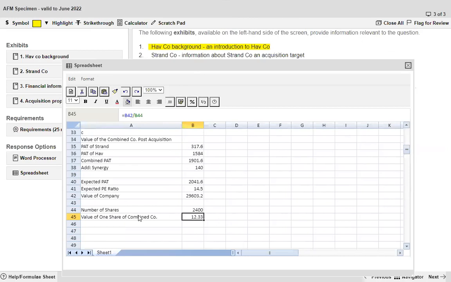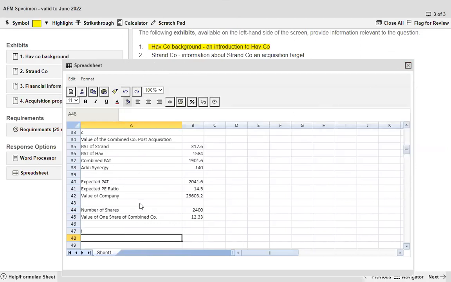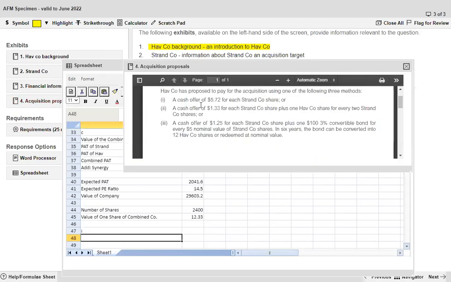Gives you 12.33. Now, the examiner has asked us to calculate the gain under each of the situations. So the first acquisition proposal is a cash offer of 5.72 for each Strand company share. So value of each share, the cash offer of 5.72 for each Strand company share.